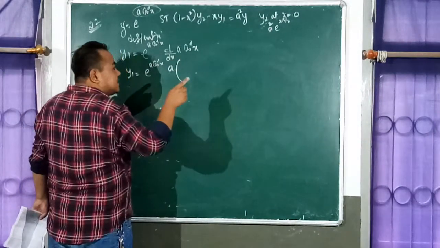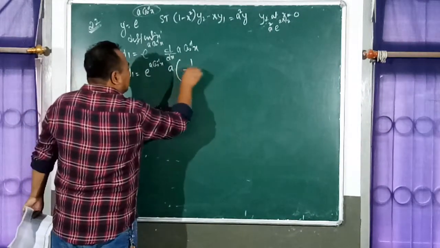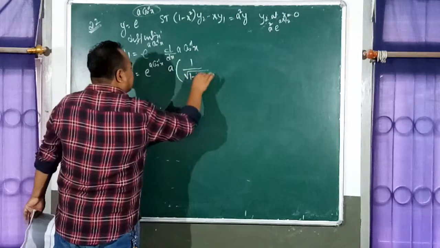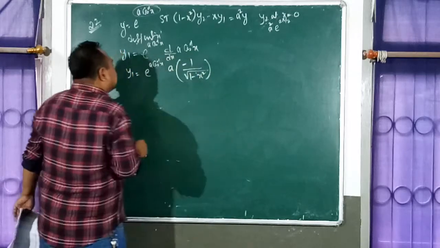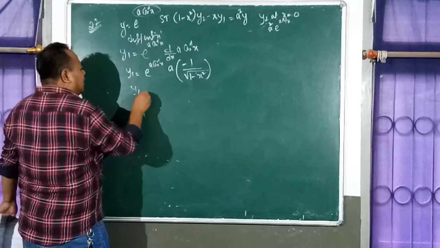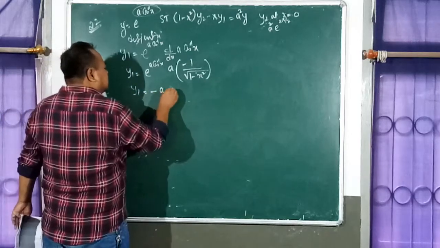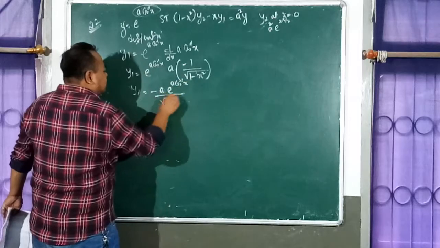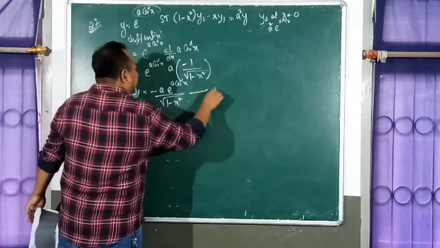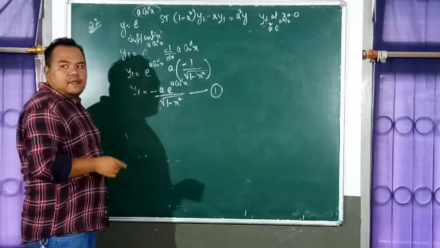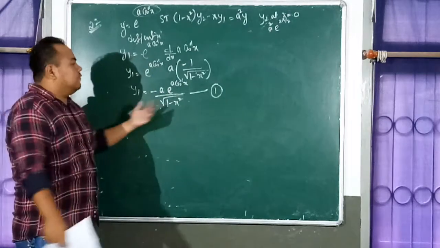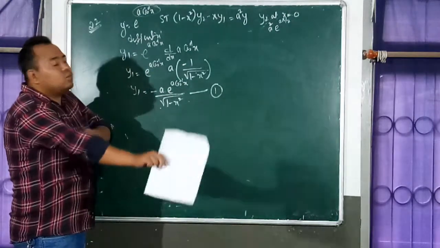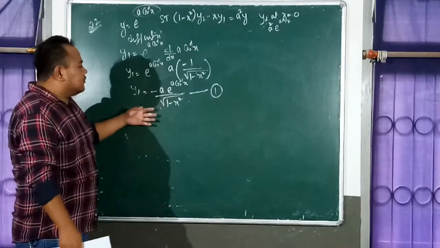In the previous case, sine and cos are the same: 1 divided by root 1 minus x square. It's just that for cos there is a minus sign. So write this properly: y1 will be minus a dot e to the power a cos inverse x divided by root 1 minus x square. Again, the first step, I have differentiated the function once. This is called first order derivative. Now since I have to find y2, the second order derivative, I need to differentiate this one more time.